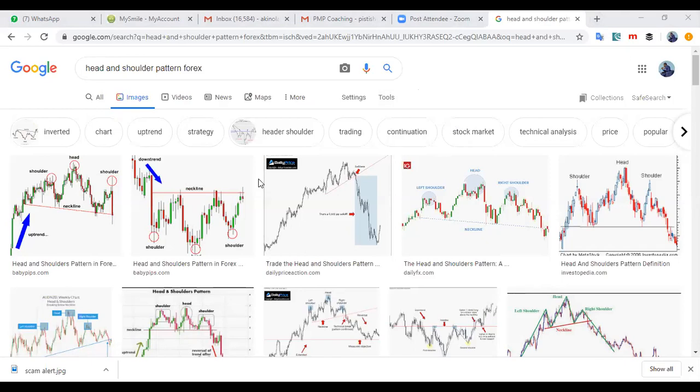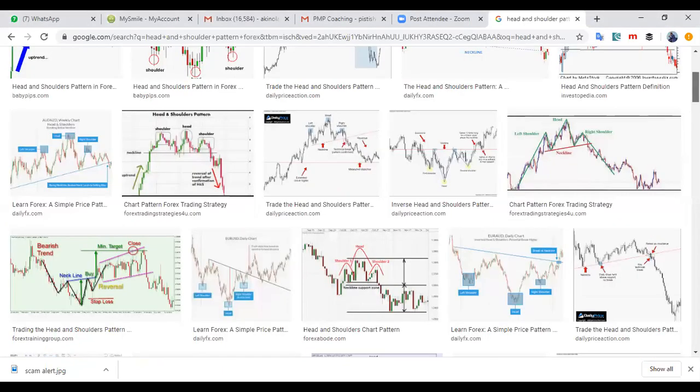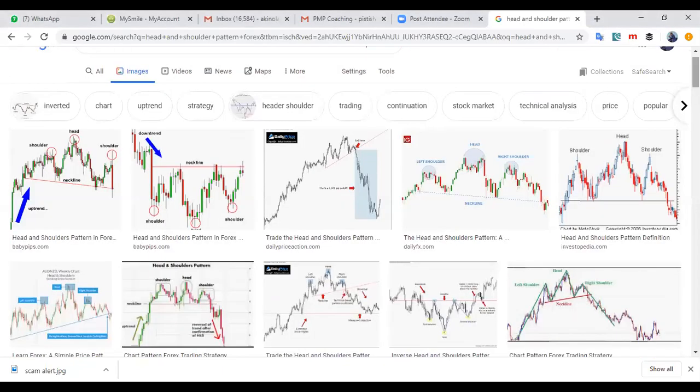So I already explained the double top, the double bottom, the triple top, the triple bottom. So let's move to something a little bit better, the head and shoulder. Let me also say this: double top, double bottom, triple top, triple bottom, head and shoulder, inverted head and shoulder, all these are reversal patterns.